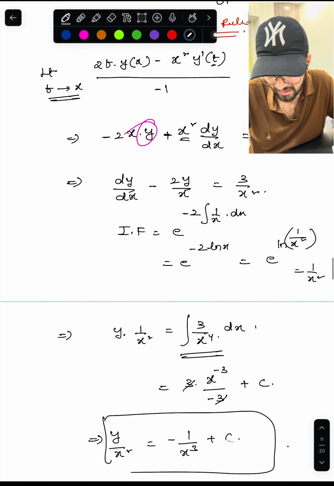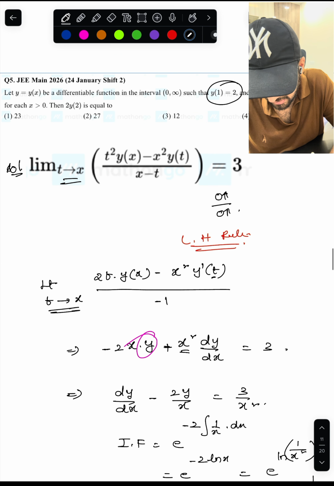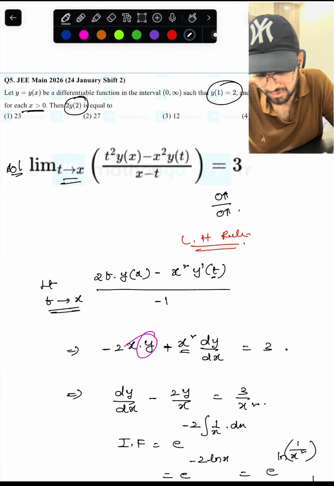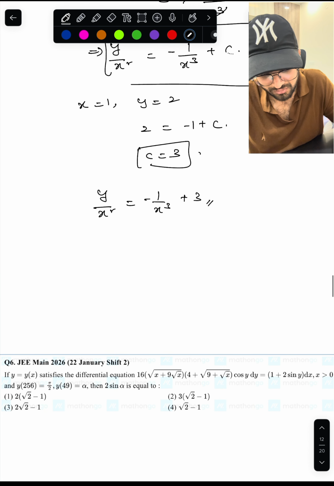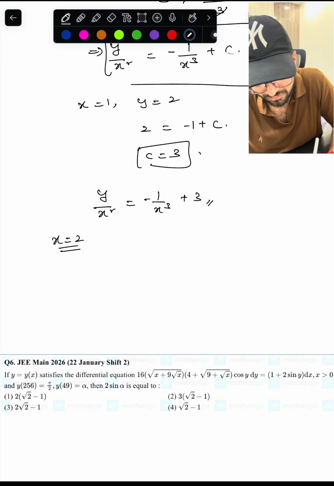Now what do we need to calculate? Yeah, for each x greater than 0, 2 times y of 2. So y of 2 you have to double it. So that means x equals 2. Substitute here.